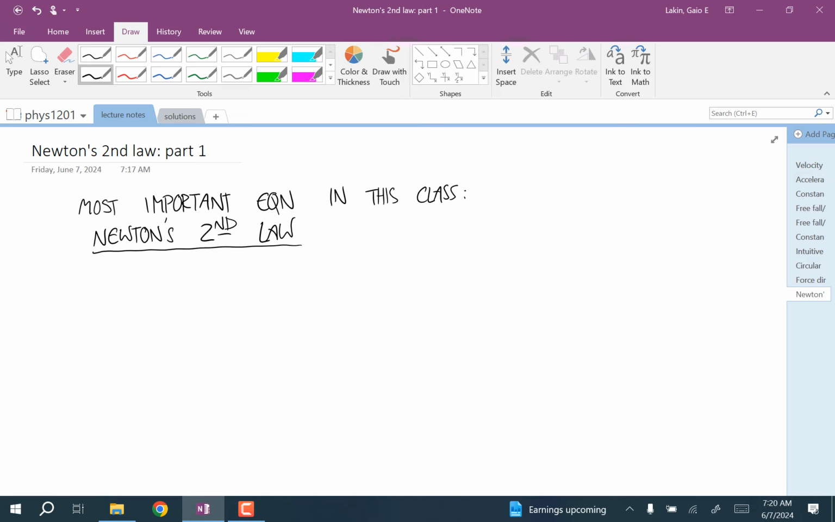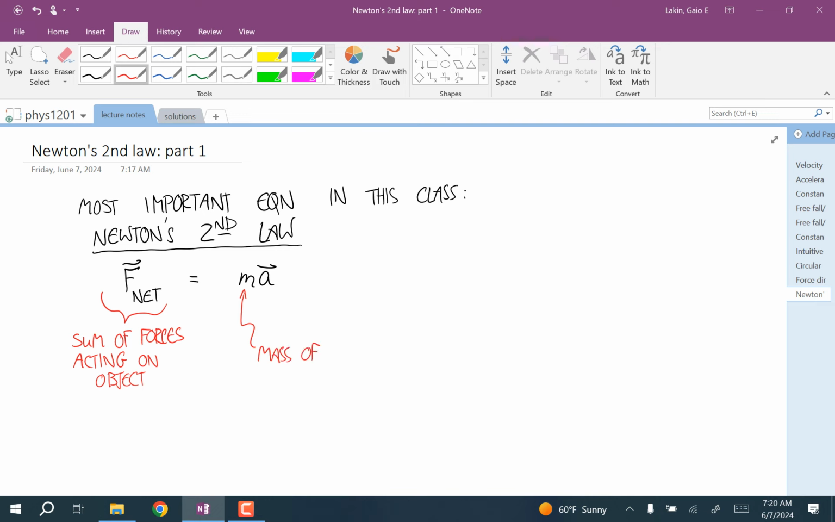Newton's second law says F net is equal to the mass of an object times its acceleration. This F net, what we're talking about here, is the sum of all the forces acting on a chosen object. M is the mass of the object. And A is the acceleration of the object.